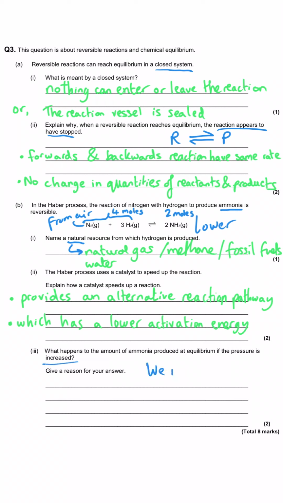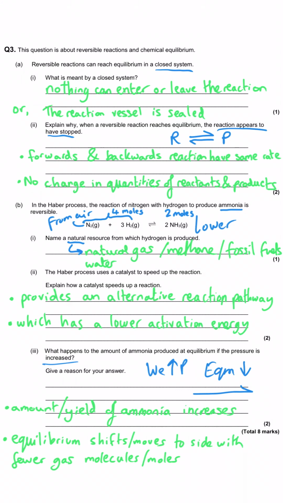So we are increasing the pressure, and equilibrium wants to decrease the pressure, and the reaction that decreases the pressure is the one that goes to the right, because that is the side with the lower pressure. And so what we need to say is that the amount of ammonia will increase, because here is ammonia on the right-hand side, and that is because the equilibrium has moved to the side with fewer molecules or fewer moles of gas, or the equilibrium has shifted to favour the forward reaction.